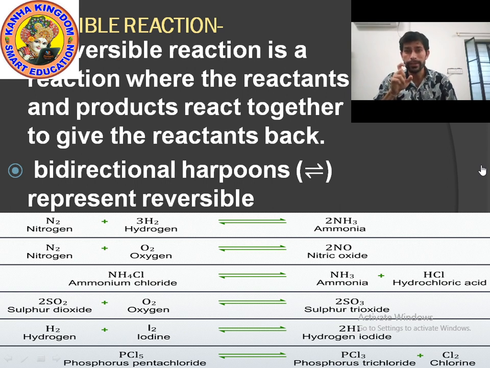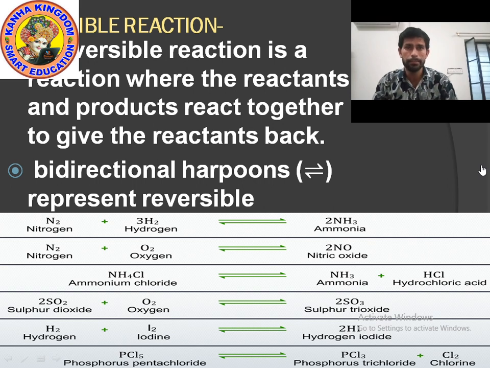So for reversible reaction, which arrow do we use? We use bidirectional harpoon. You can see the symbol that we use for bidirectional harpoon. Bidirectional harpoon represents reversible reaction.